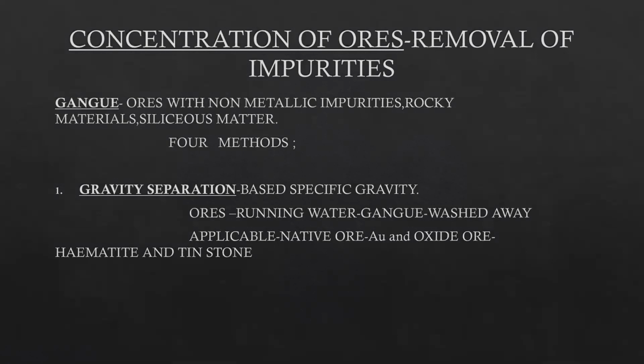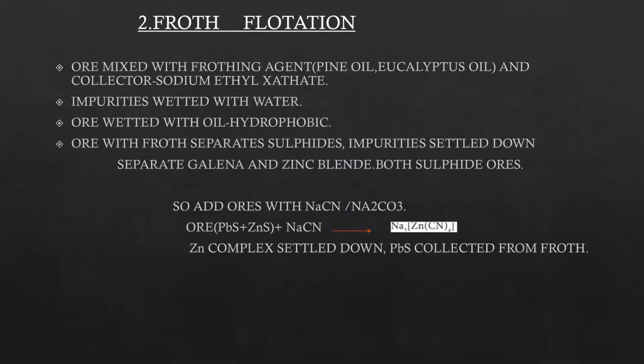So this method is applicable for native ore like gold, silver, and oxide ore like hematite and tinstone. Next method is the froth flotation. Froth means here some air bubbles. Some air bubbles are floating in the upper layer of the water. So that only we are calling it as the froth flotation.